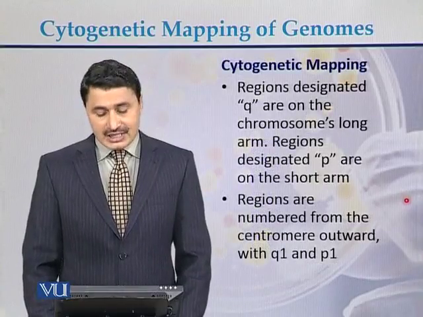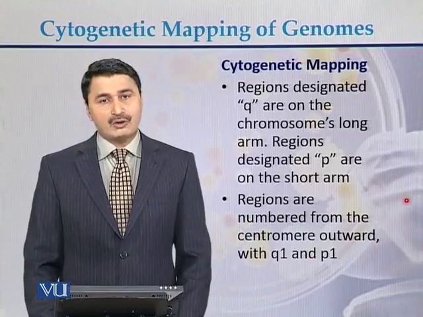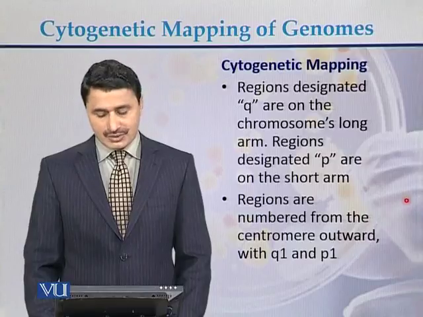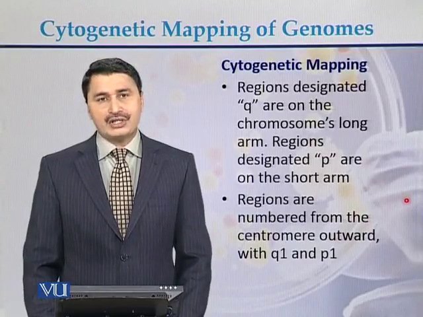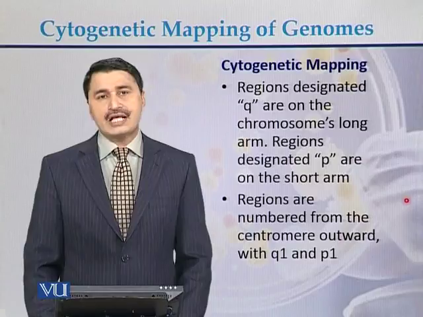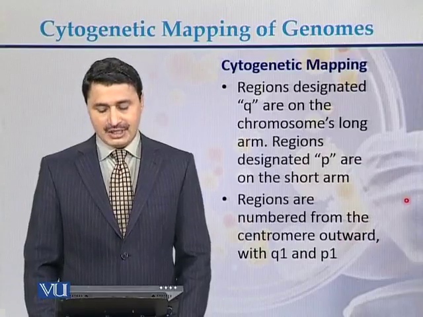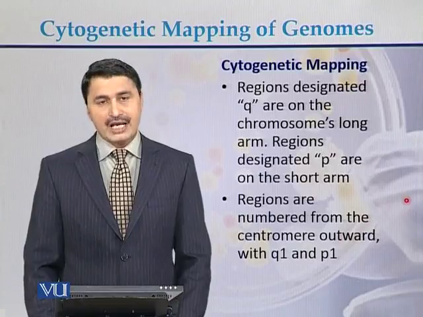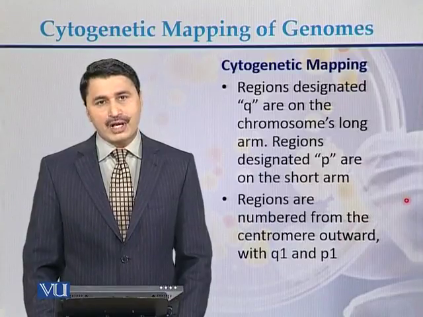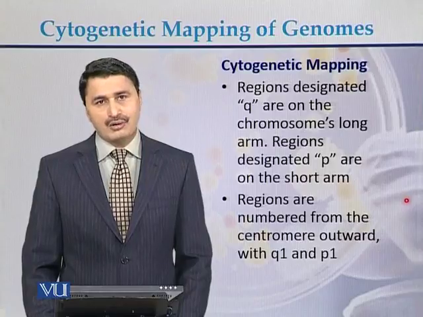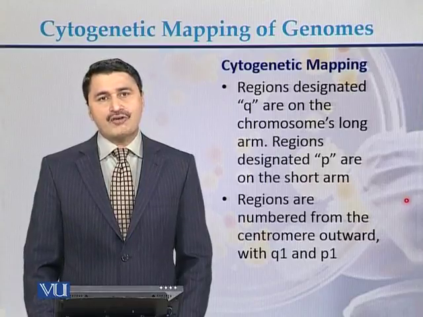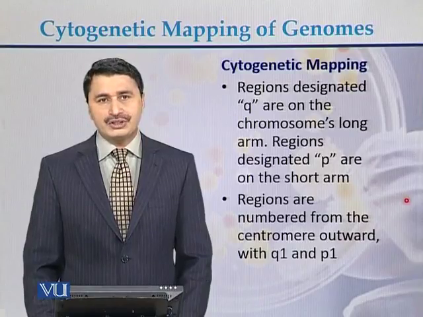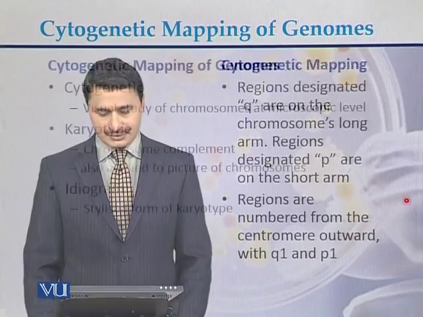Regions are designated as Q arm of the chromosome, which is actually the long arm of the chromosome, and the other arm, the short arm of the chromosome, is designated as P arm. Regions are numbered from the centromere towards the outside, that is in the form of Q1, Q2, Q3 and so on. The same is the case for the P arm. It is designated as P1, P2, P3. So they are called regions.